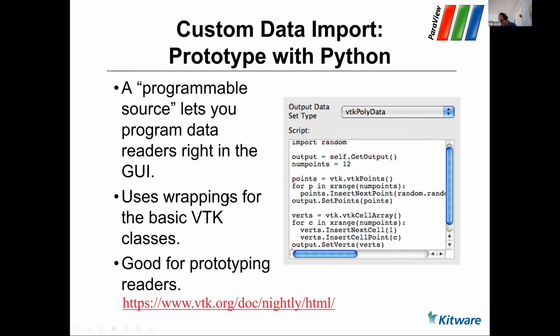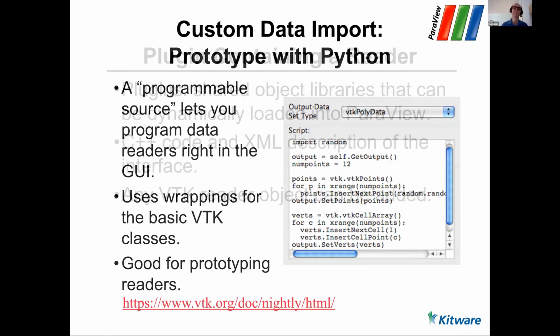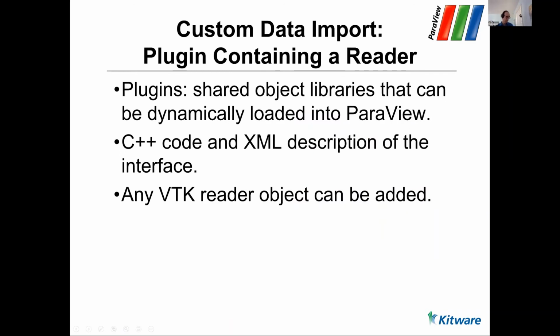To write this kind of reader, you use VTK programming, and we're going to cover more about that in the advanced section. But for now, you can just look at what we are doing here. So here we are writing the output. This is the output for the filter. And we create a number of 12 random points. We use the random function here. We set the points to the output and then we create the cells that represent the points. And we insert those cells. So this creates 12 random points.